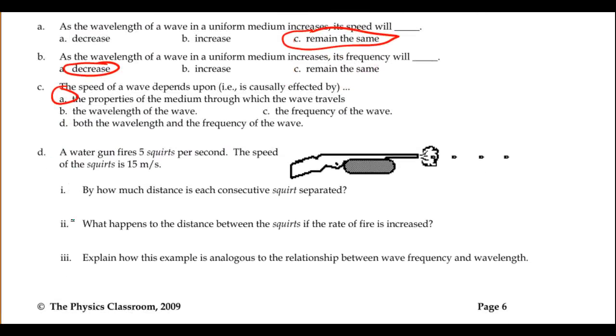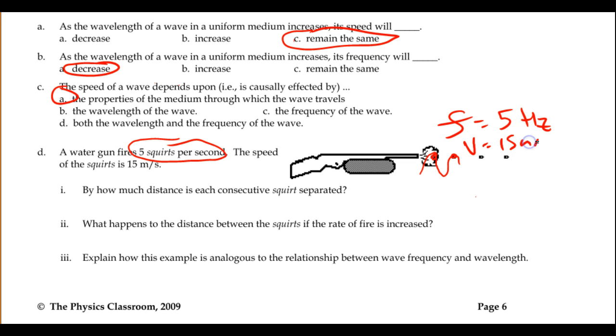Okay, we'll wrap it up here. The water gun fires 5 squirts per second. The speed of the squirts is 15 meters per second. How much distance is there between each consecutive squirt? Think of the water as being maybe the crest of the wave. If you want to think of it in terms of waves, we have 5 cycles or 5 squirts of water per second. So the frequency is 5 hertz. And the speed is 15 meters per second.